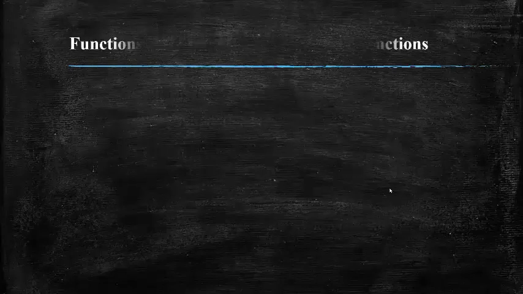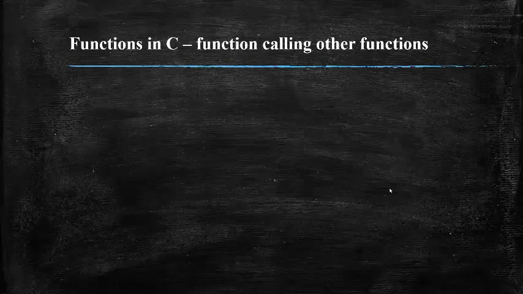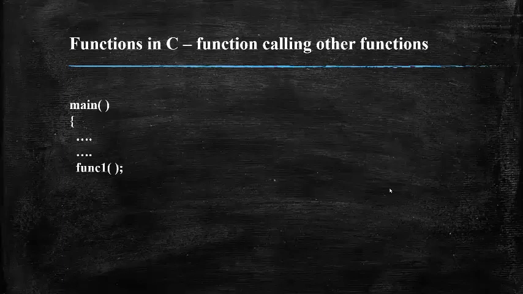So moving on, we are going to see how the functions call each other. Let's say, for example, I have a main function and it has started executing some statement blocks, and suddenly I have a function call here. Okay, so function 1 is getting called. So immediately the control passes to the definition of function 1.